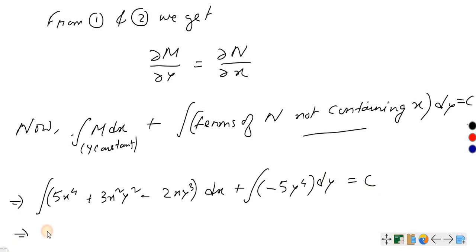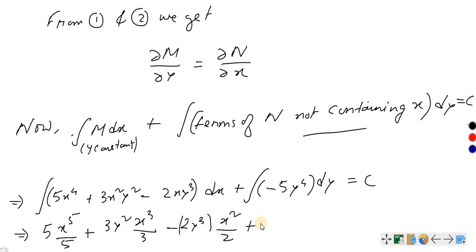Now what are we going to get next? If you integrate this, here our y is constant, remember. So if you integrate the first term 5x to the power 4, we are going to get 5x to the power 5 by 5, okay, plus, here y is constant, so 3y square will come outside, only x square will be integrated, and it will be x cubed by 3, minus, here again y is constant, so 2y cube will come outside, and only x will be integrated. So it will be x square by 2.